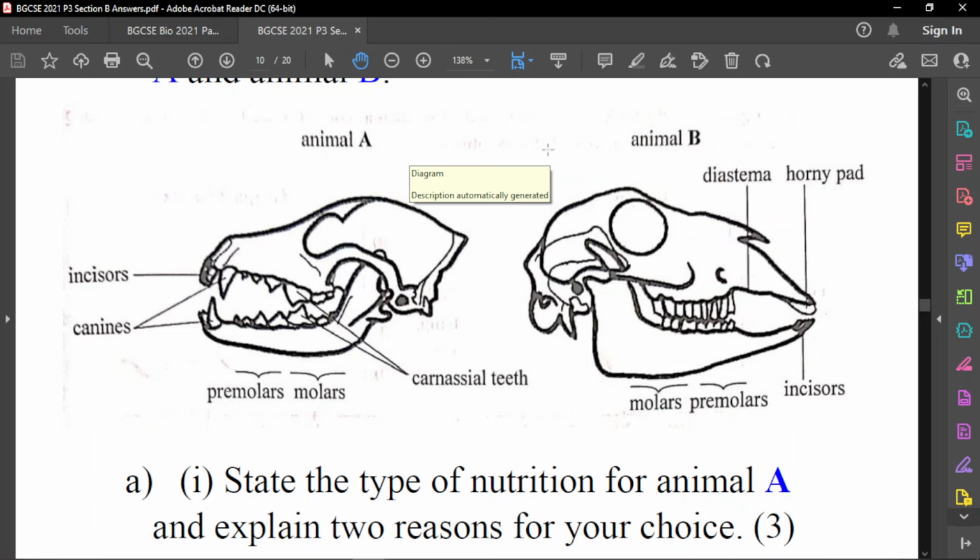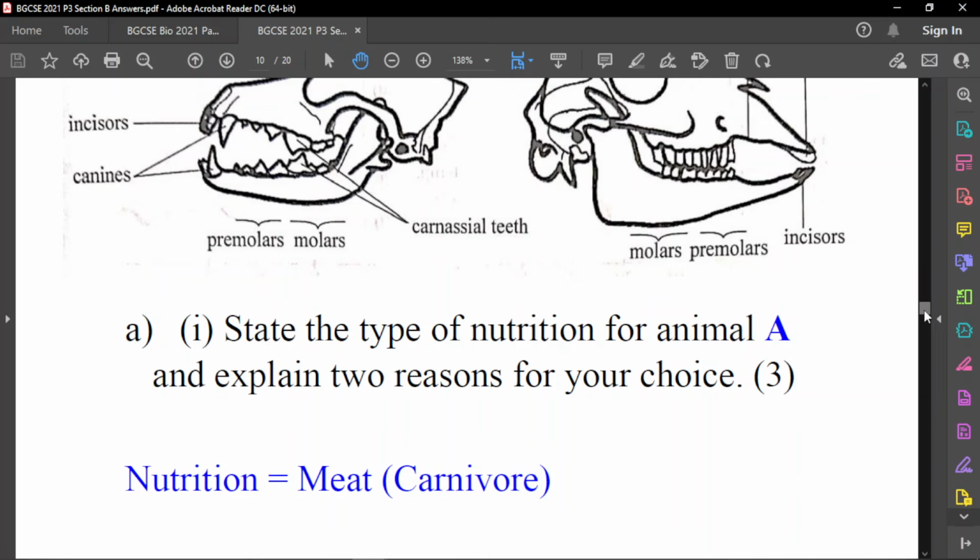All right, so let's get into it a little bit and see what they're asking us for this. State the type of nutrition for animal A and explain 2 reasons for your choice. Again, big thing: once you see canines that are so large, you know for sure, hey, this is a meat eater. Not only that, look at the other teeth, they are very pointy, right? And notice the word coming from canine, carnassial teeth. Carnassial, again, look at the shape of the teeth. Even if you didn't know what the word carnassial is, the fact that the teeth are very sharp and pointed just like canines, man, this must be a meat ripper, right?